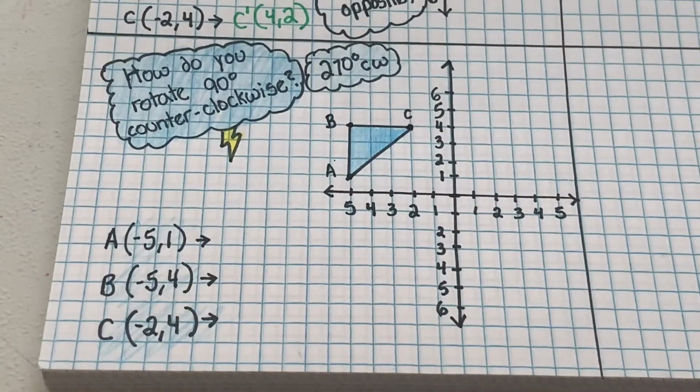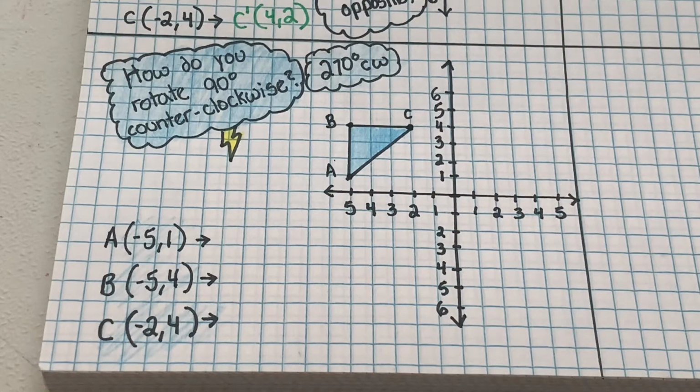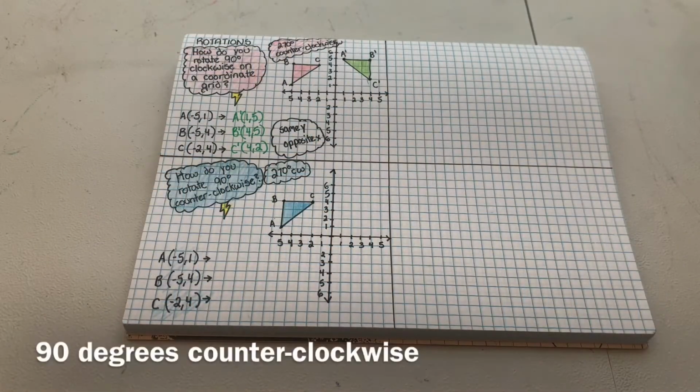All right, next up, how do you rotate 90 degrees counterclockwise, which is also 270 degrees clockwise? So I want you to go ahead and pause the video and copy this nice and neatly, and also color it. Okay, I hope you pause the video and copy that. If not, go back, pause the video and copy.